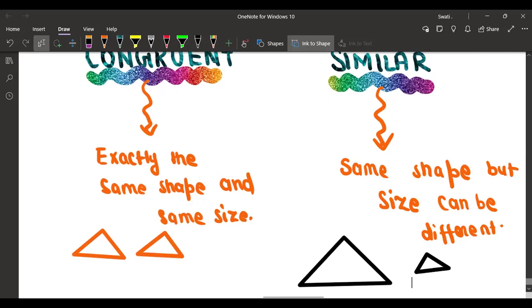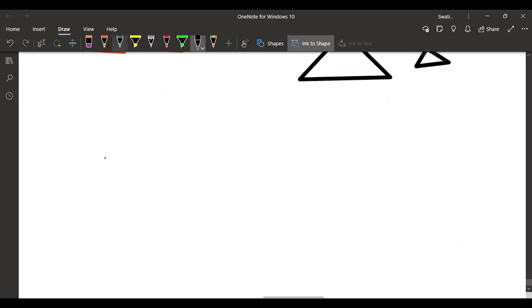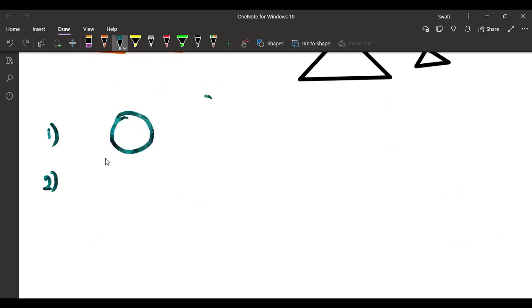No. Okay. Let us talk more about similarity. I'll be asking questions. You just have to tell me whether it is similar or not. If it is similar, you'll say similar. If it is not similar, you will say not similar. Okay. So tell me, are these shapes similar? Yes or no? Yes. Okay.